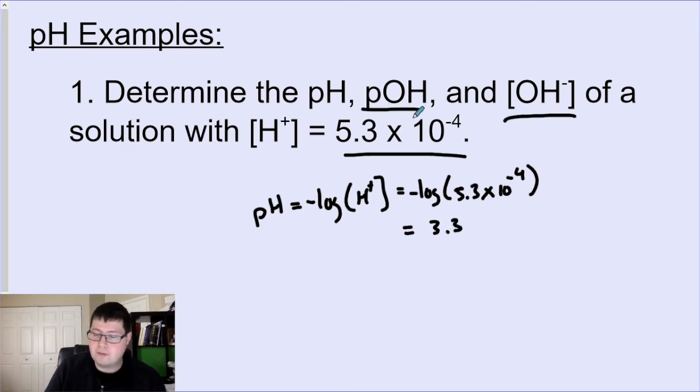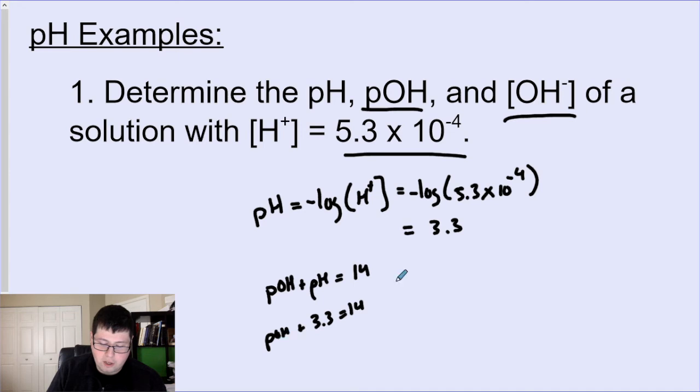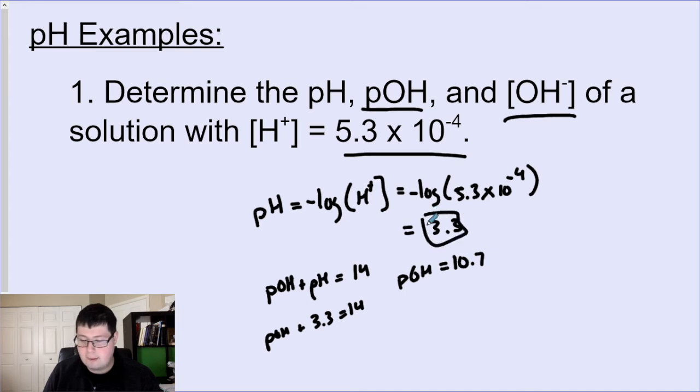Now, I have two options here. I can either find the OH minus concentration or the POH first. I find it's going to be easy to find the POH first. To find the POH, all I need to do is go ahead and solve out that POH plus pH equals 14. Since I know my pH is 3.3, I know my POH is related by that equation. So POH then is 14 minus 3.3, or I get 10.7.